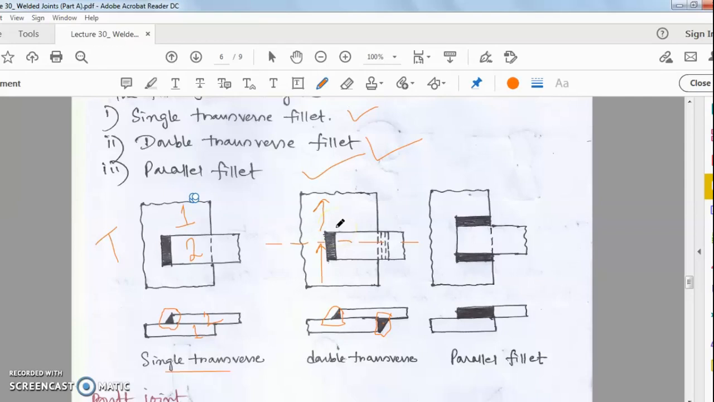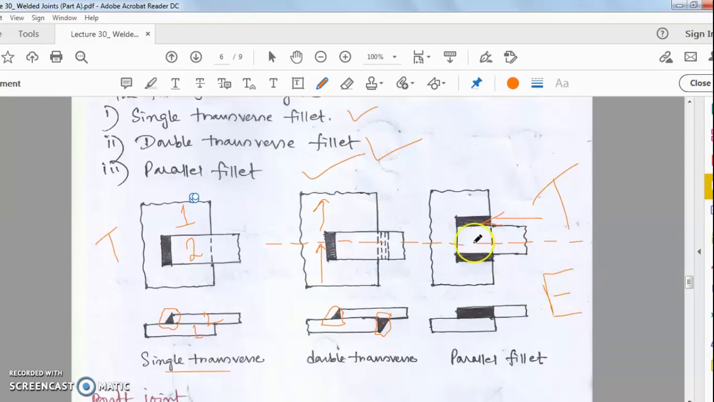But here in the parallel fillet joint, you can see that the welding run is along the x-axis, and also the central axis of the joint metals is in the x-axis. That means these two lines are parallel to each other. So that is why it's called the parallel fillet joint. So here it is the top view, it is the plan view. Sorry, this is the elevation view. This is the top view and this is the front view.